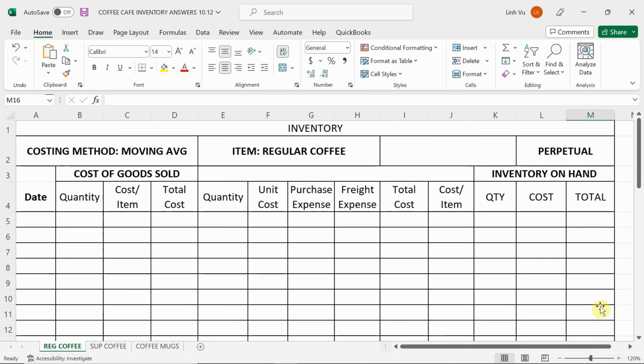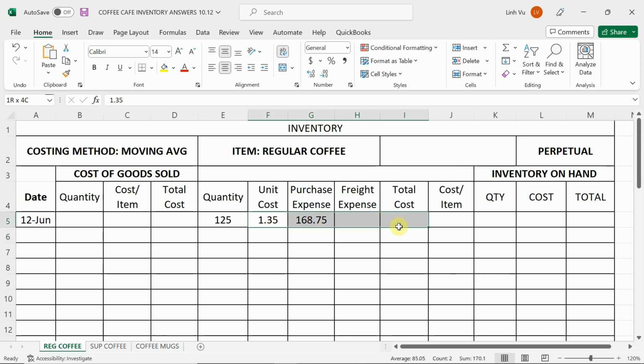All right. So here, at the top of the window, I have moving average for regular coffee for perpetual inventory. So today's date is the 12th, right? And how many items did we buy? We purchased 125 units. The cost per item is currently $1.35, which will give you your 168.75.